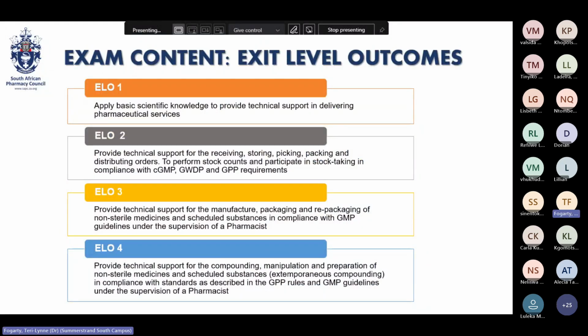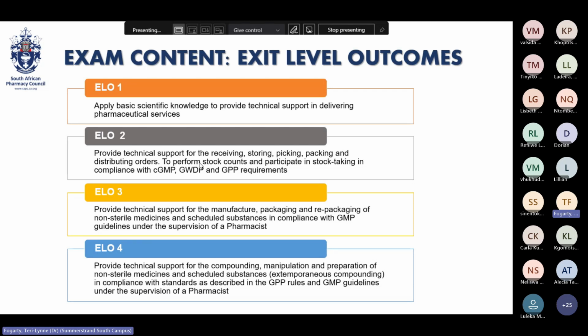So what are those exit level outcomes? Well, there are 4 exit level outcomes. The first exit level outcome for the basic exam is that you need to be able to apply basic scientific knowledge to provide technical support in delivering pharmaceutical services. And we're going to look at each of these in more detail in terms of exactly what is required.